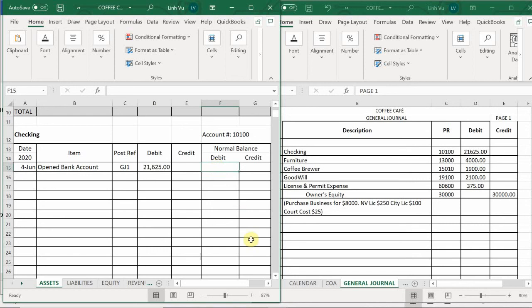So in this case, we're saying that for checking, you're more likely to be increasing your checking account with a debit because I'm constantly adding money into my account. But then when I need to credit my account, or subtract it to make my payments, then I use a credit, and that's going to subtract from my actual account balance. So because it's my first one here, it should be 21,625, right? Because I started out with zero, but because I debited my account for 21,625, I should now have a debit balance of 21,625.